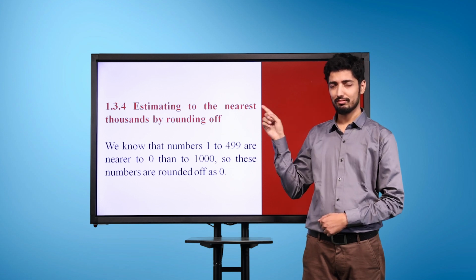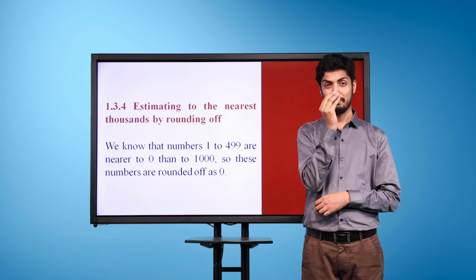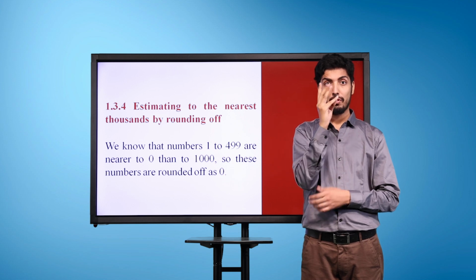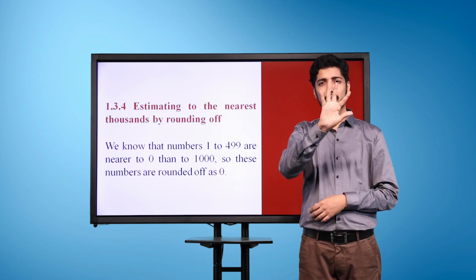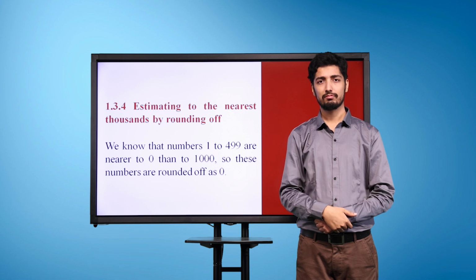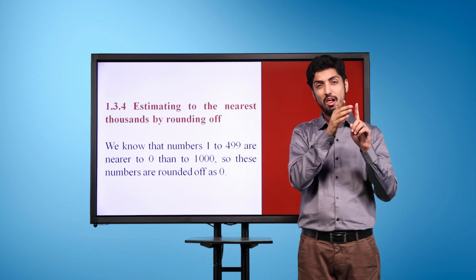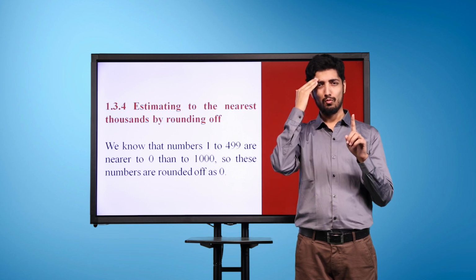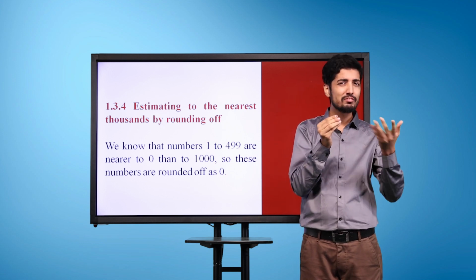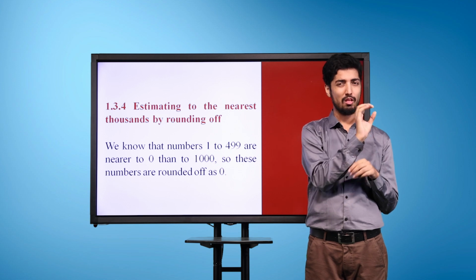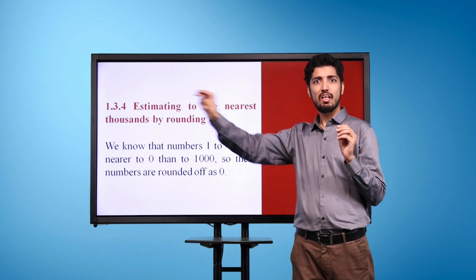1.3.4 Estimating to the nearest thousands by rounding off. We know that numbers 1 to 499 are nearer to 0 than to 1000. So these numbers are rounded off as 0.